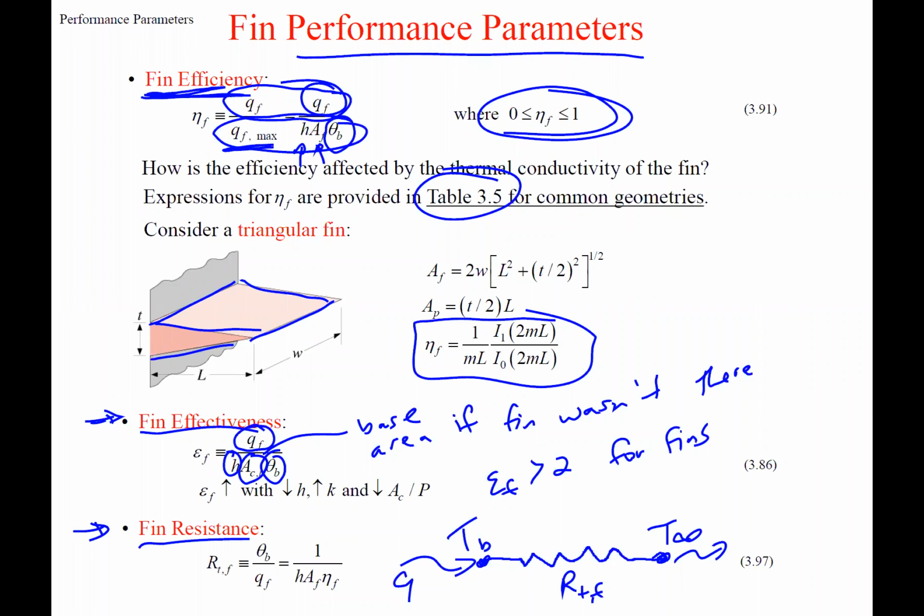Really, what it does is use that efficiency: 1 over h times the area of the fin. If that fin efficiency was 100%, it would be like the whole fin is at the base temperature, right? But it's not. So you get the area of the fin multiplied times the fin efficiency, and that's where this actual resistance comes from.